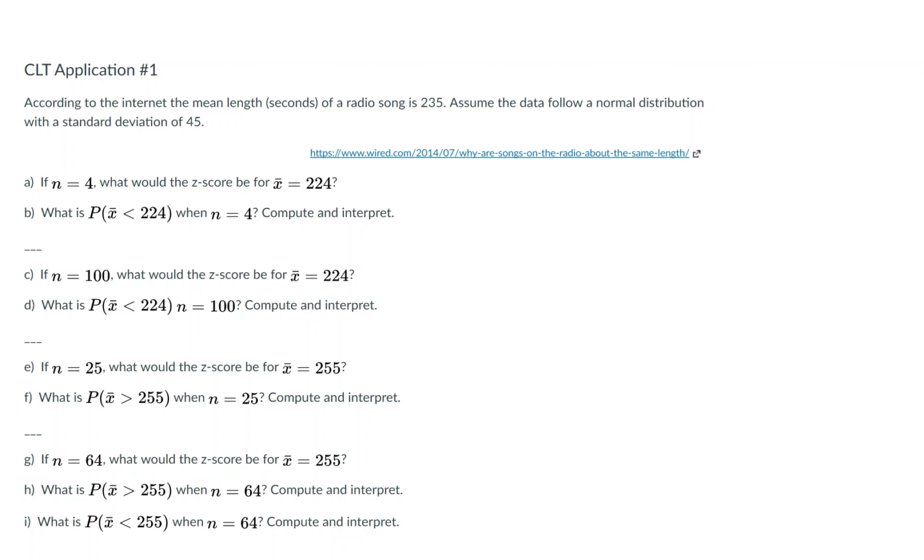According to the internet, the mean length in seconds of a radio song is 235. Assume the data follow a normal distribution with a standard deviation of 45. Consider for a moment the second sentence there. Why is it important that the data follow a normal distribution?